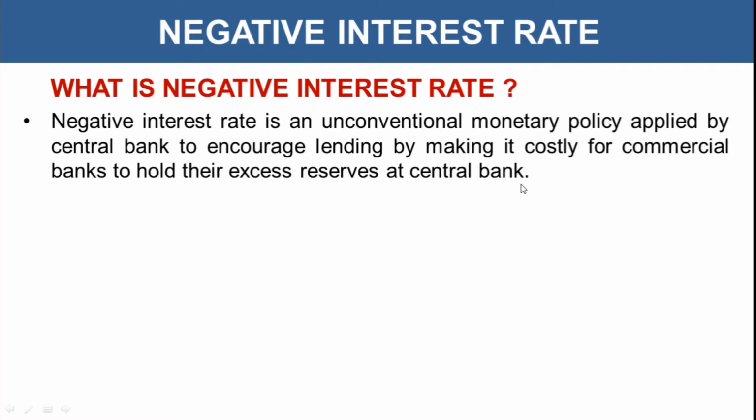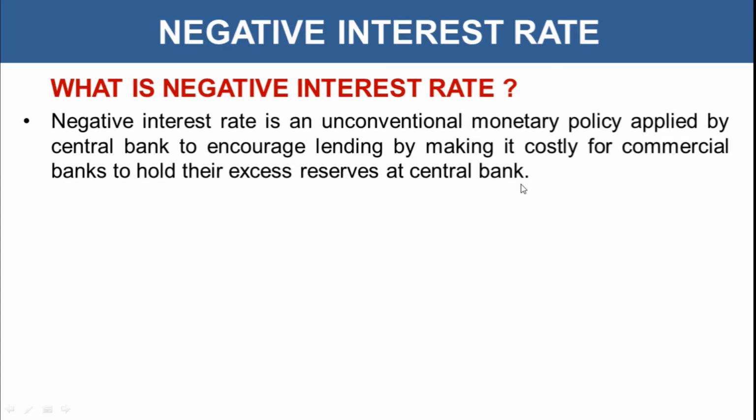We are calling it unconventional because it is not normal. Normally, monetary policy will involve changing the repo rate, then fiscal policy will involve changing taxation and government expenditure. But negative interest rate is unconventional and it is taken as last resort. When other policies do not seem to be working, then negative interest rate is applied. It is a little easier to understand when we go through the process.